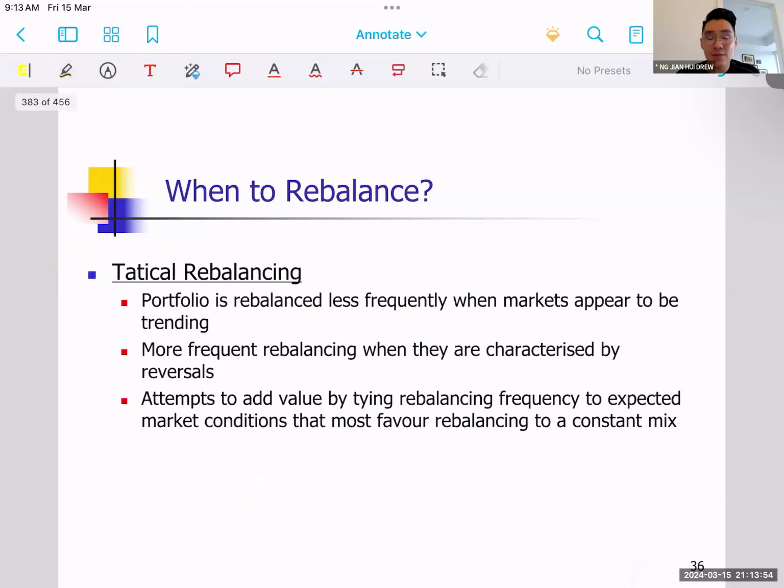We can do some tactical rebalancing, very similar to tactical asset allocation, where we rebalance the portfolio to capitalize on certain market trends or certain environmental conditions in the market, right? So we capitalize on those kinds of trends through rebalancing. And the idea is that we want to make maybe additional gains, we want to increase our returns, right? Market conditions here.